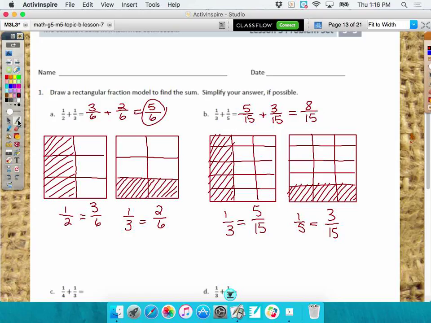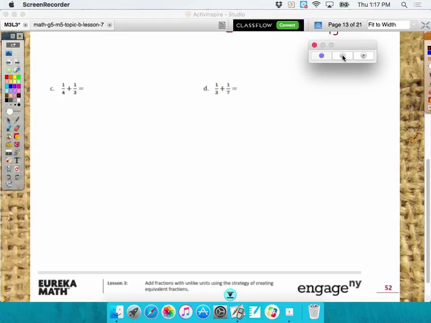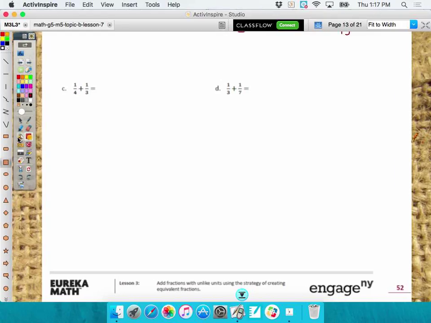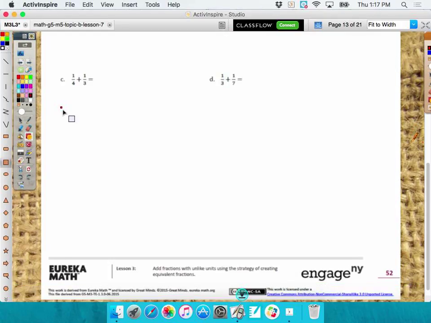Do 8 and 15 share a factor? Joe. No, they don't. 8 has 4 and 2, and 15 has 5 and 3. So this is simplified. For C and D, we're going to do the same thing. Draw a couple area models.